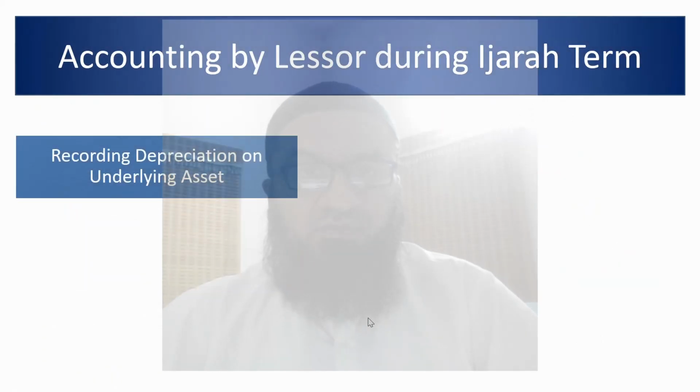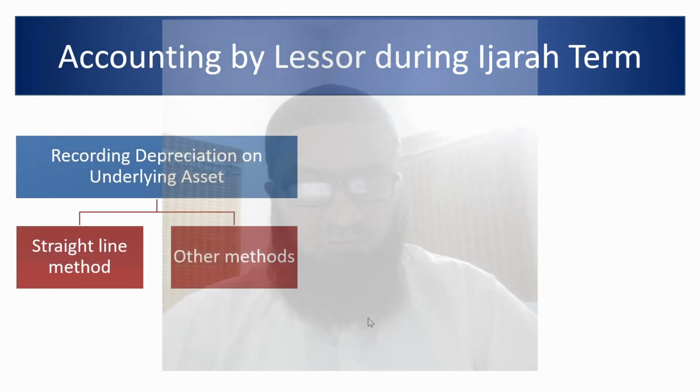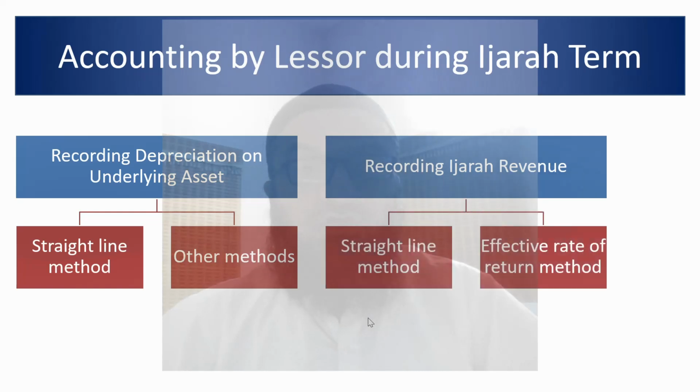So during the lifetime of the Ijarah, first of all, every year the lessor needs to record the depreciation, which can be either on the straight line method or on another method. Then the lessor also has to record the Ijarah revenue. Again, for the Ijarah revenue, there are two methods: one is the straight line method and the other one is the effective rate of return method.